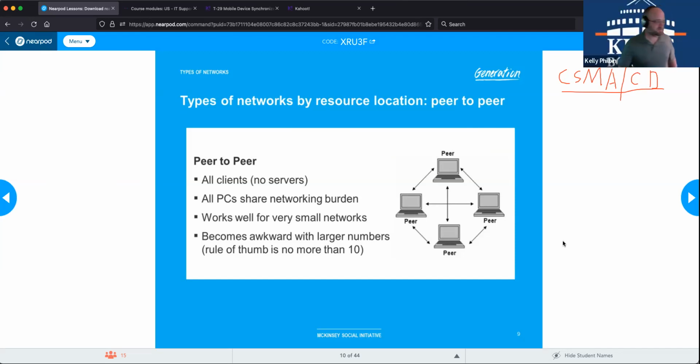All right, so peer-to-peer, no servers involved. Everybody's just sharing each other's resources. That's all it is.